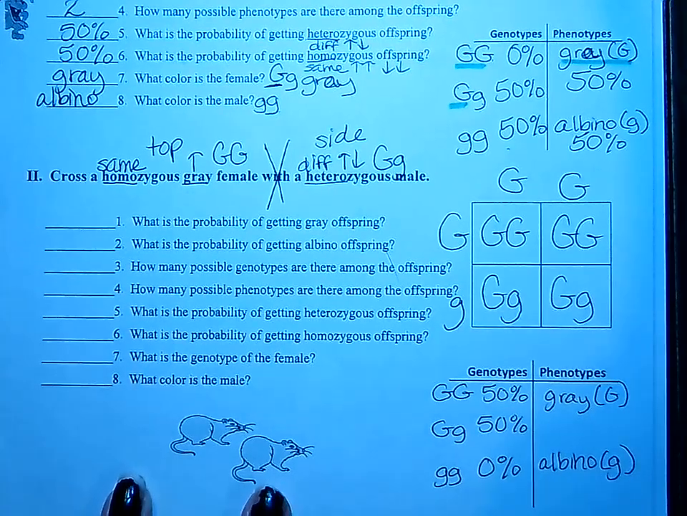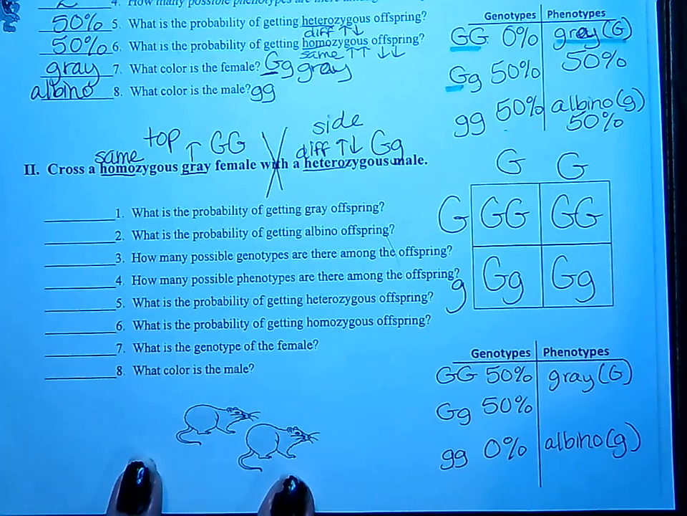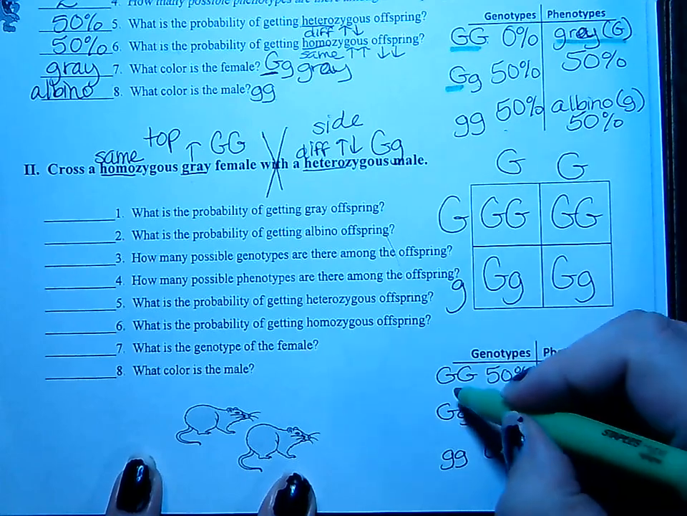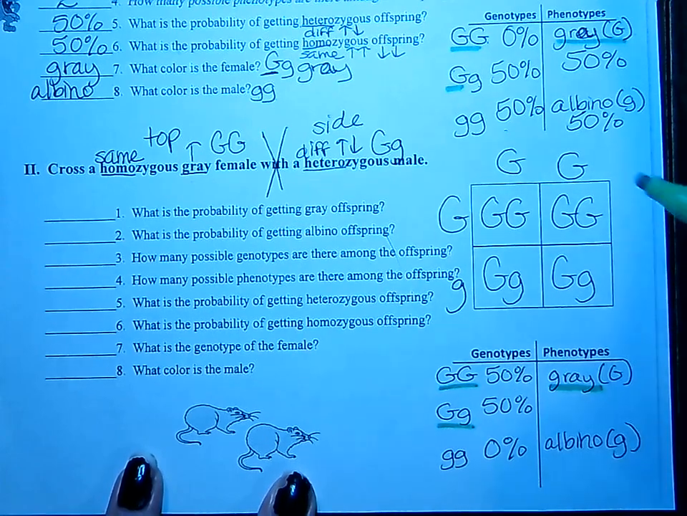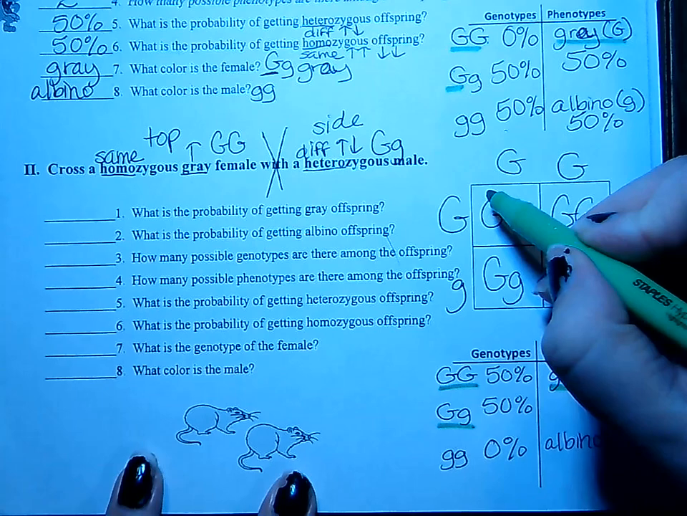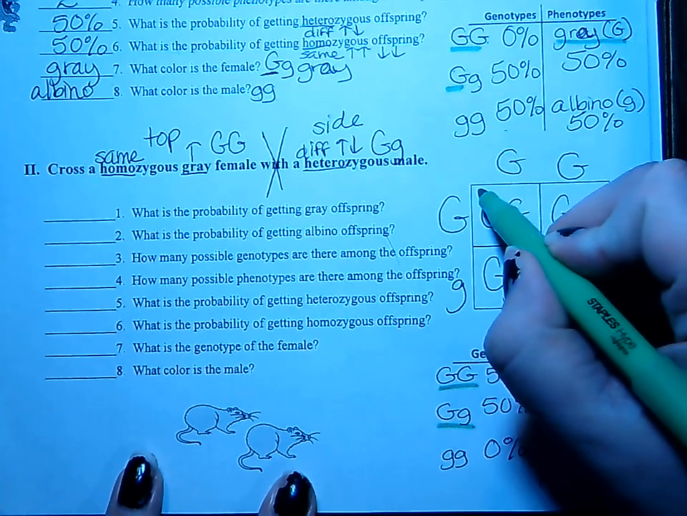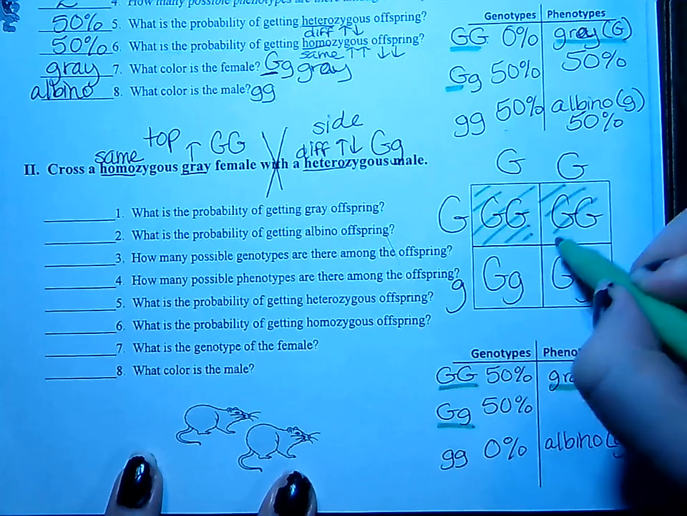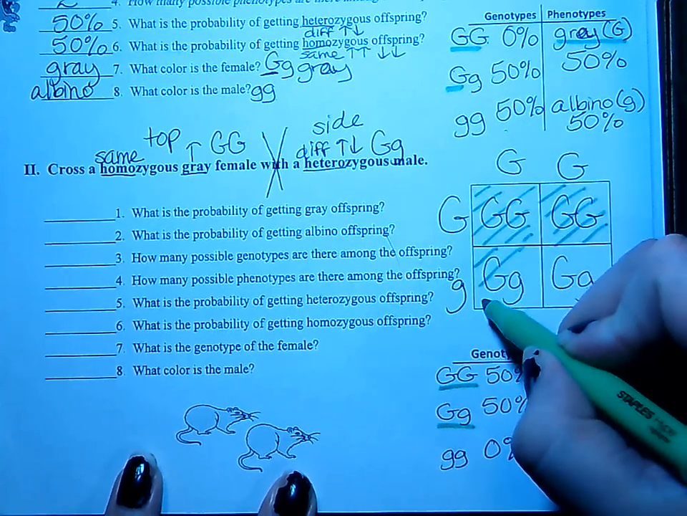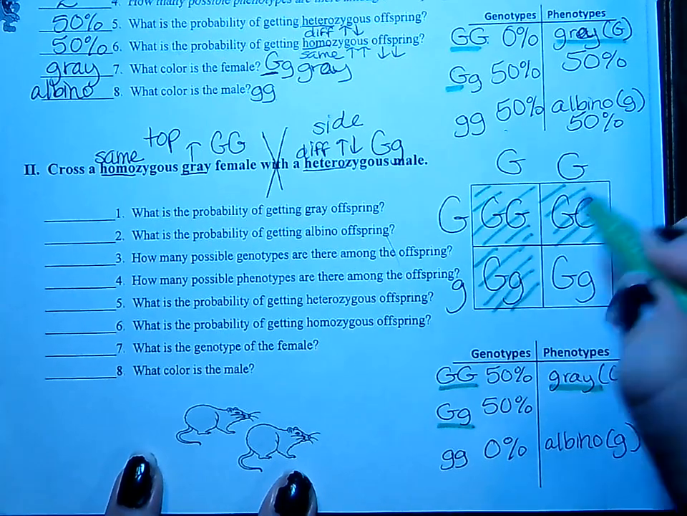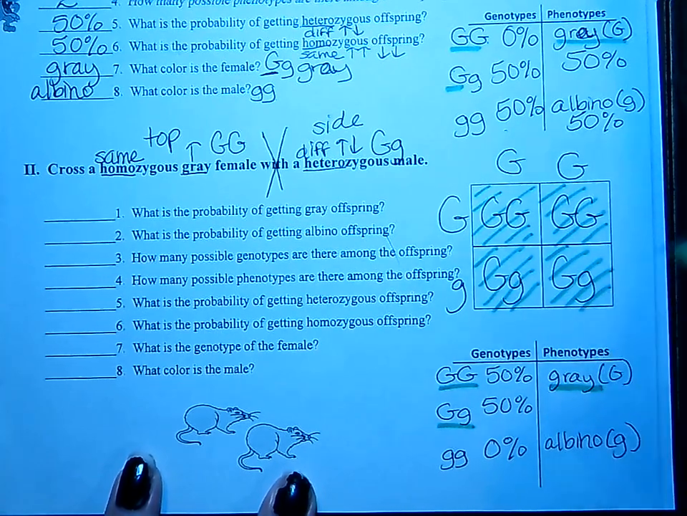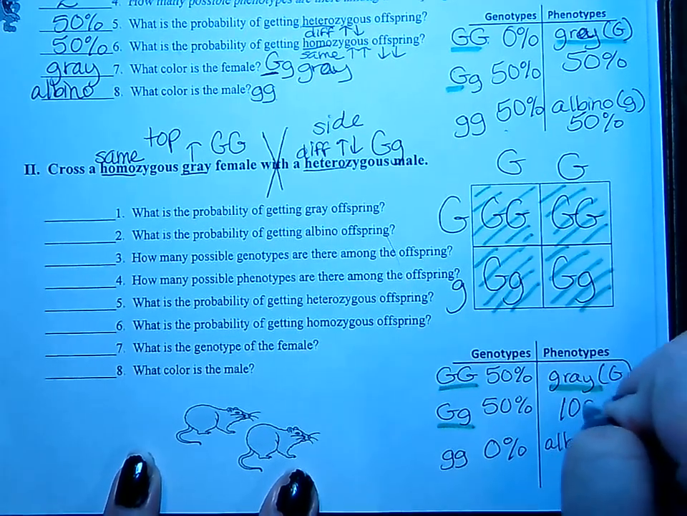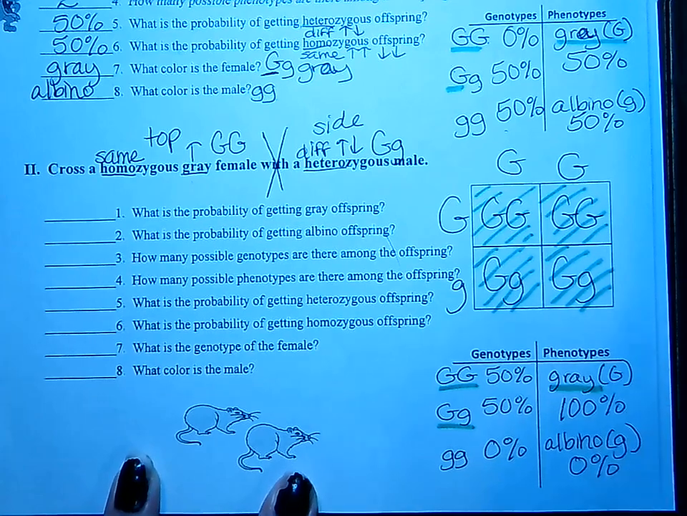Albino is our recessive, so I'm going to shade in the dominant trait. It has to have at least one capital allele. This one has 2. This one has 2. This one has 1. This one has 1. So that is 4 out of 4, or 100% gray, 0% albino.